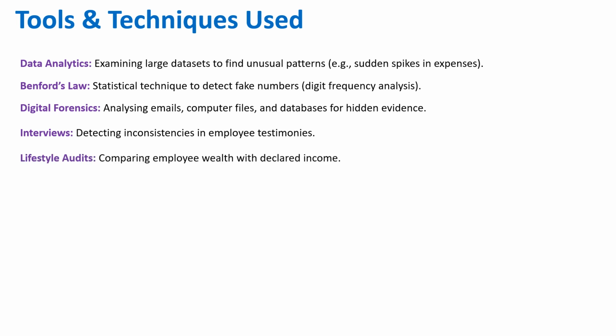Lifestyle audits, comparing employee wealth with declared income. This is the last stage which the auditor does. Once they get more data about what type of extra money or extra benefit the employee has received, after that they check how the lifestyle is. A low grade employee coming to the office with a high costly car is one of the examples to see what the source of income of the employee is. So it's a mix of mathematics, psychology, and detective work.